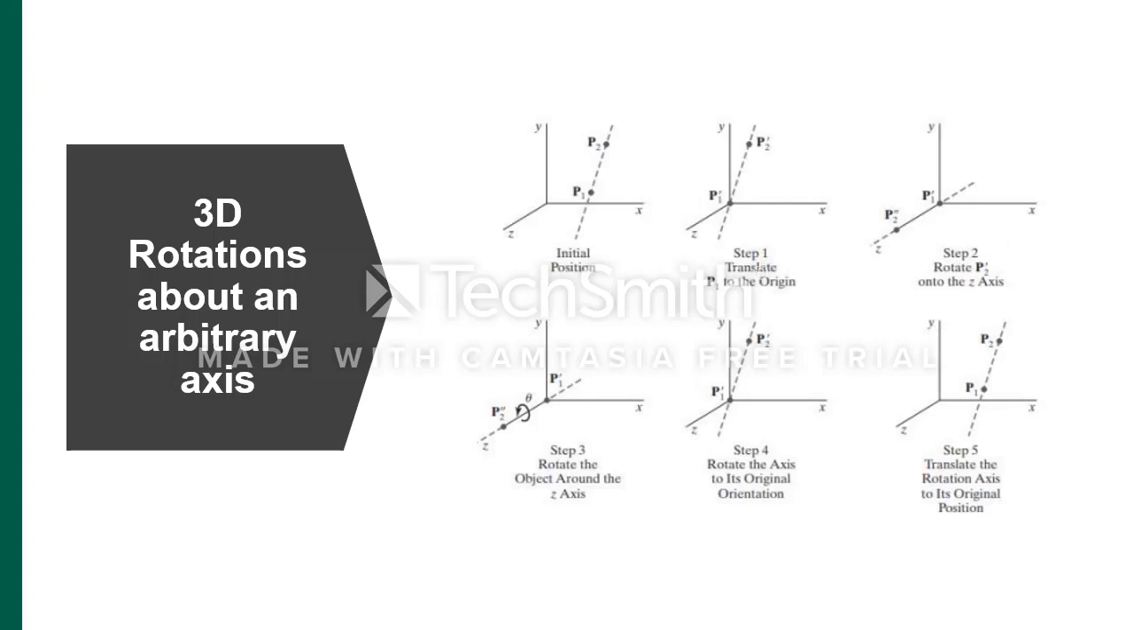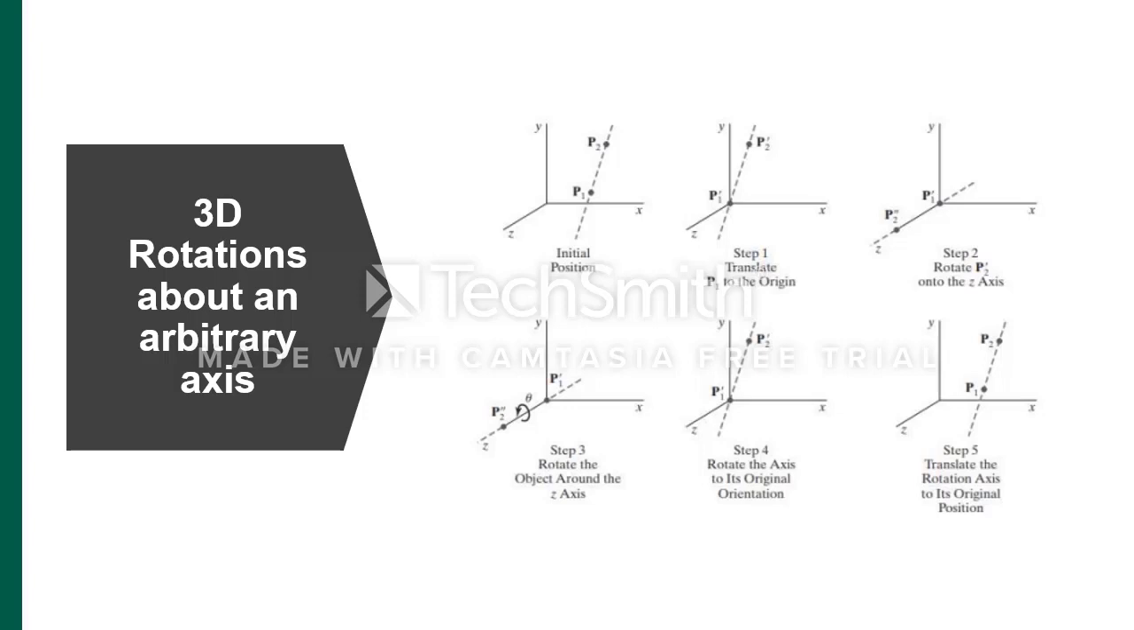For example, let us look at this drawing, where the initial pointer is the object in the position p1 and p2. We are making sure that one of the points passes through the origin, so that we can perform an arbitrary axis rotation. So we are translating it from an initial position to one where one of the points passes through the origin.